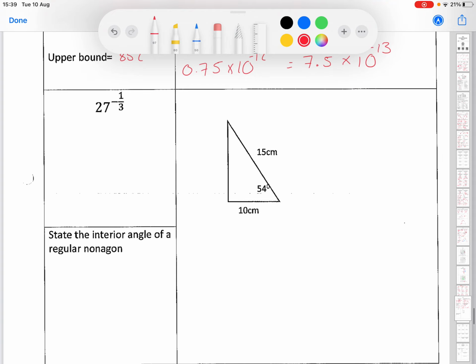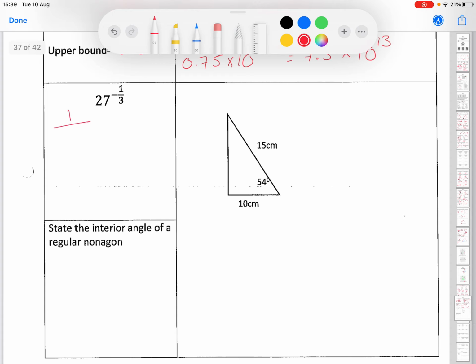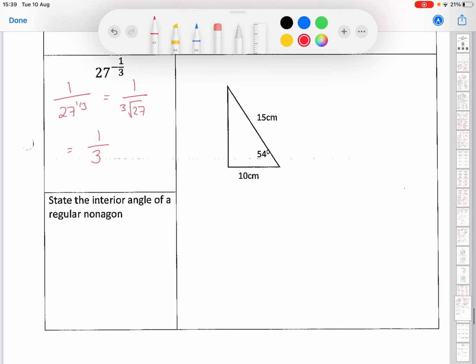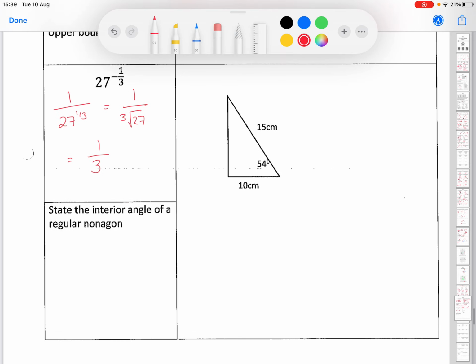Okay, I'm going to do my 27 to the power of minus 1/3 next. When we've got anything to the power of a minus, we can flip it and put it 1 over whatever the power is. So we've got 1 over 27 to the power of a third. Anything to the power of a third is the cube root of it. So we've got the cube root of 27, which is 3. So our answer is 1/3, because 3 times 3 times 3 is 27.